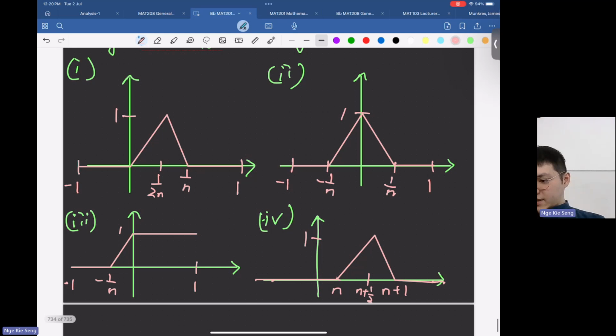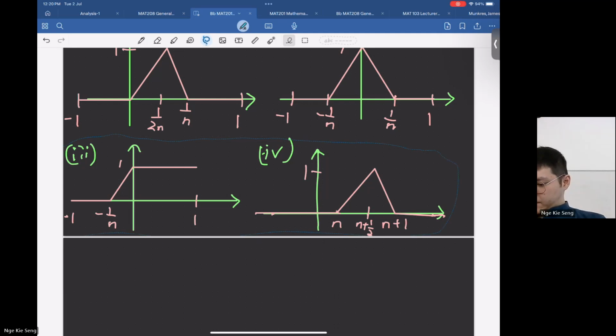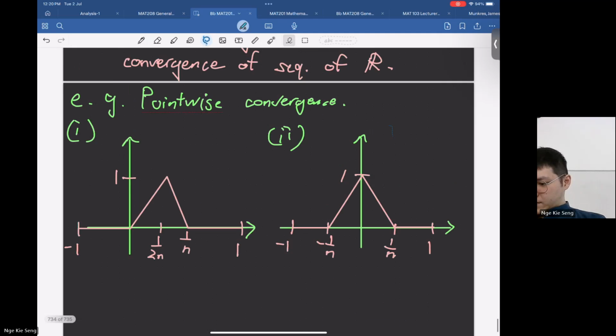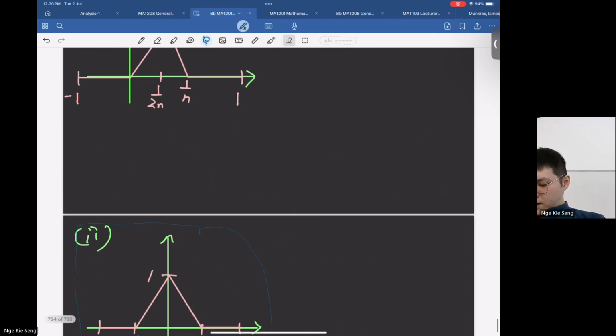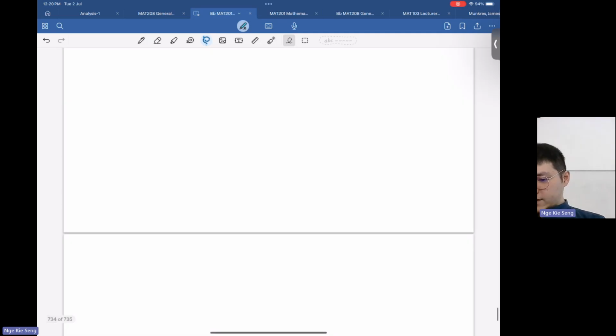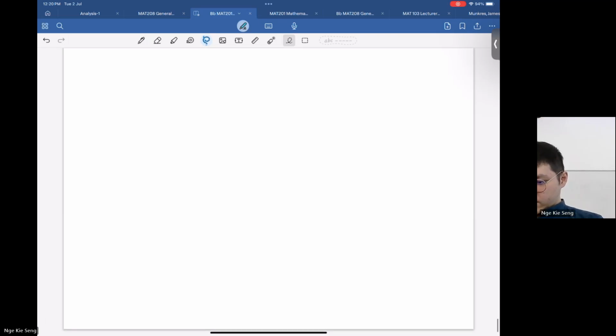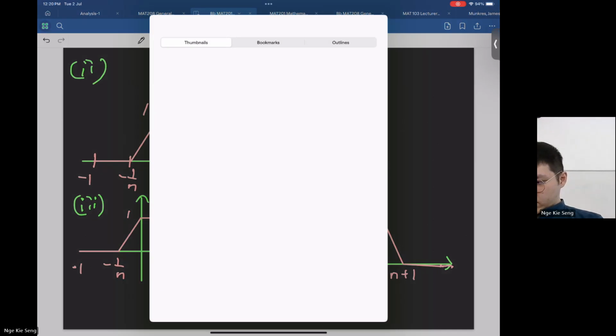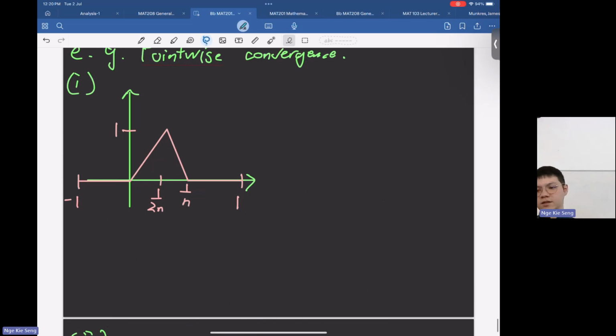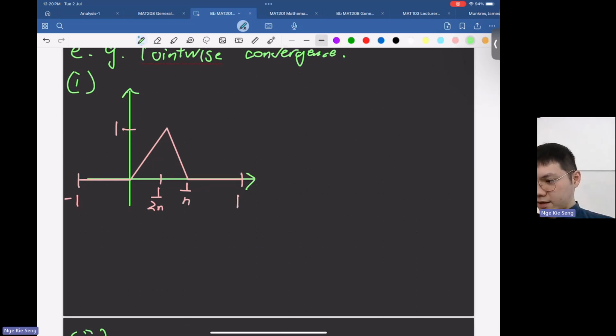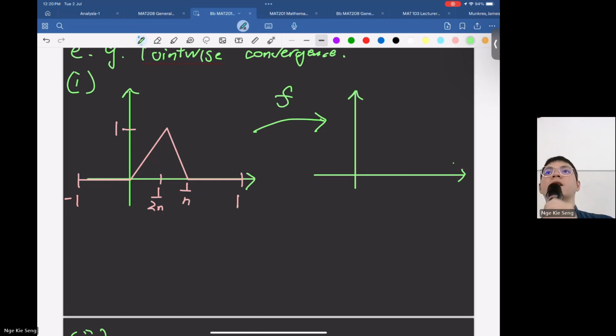Okay, let's try. What do you think the first sequence of functions converges to? What's the pointwise limit? What do you think? What's the function at every point?